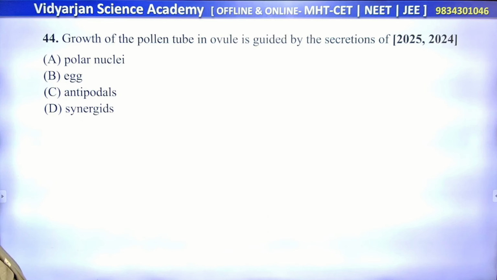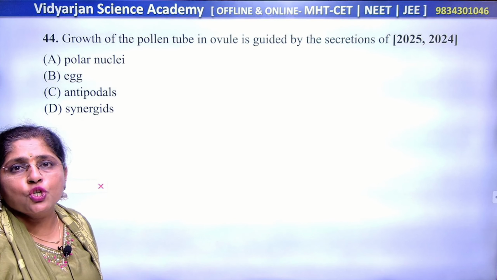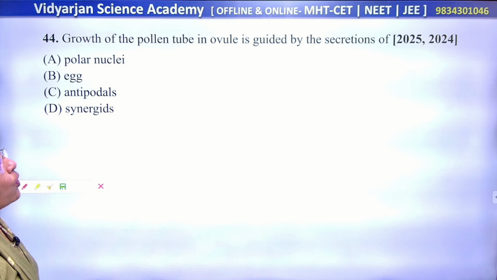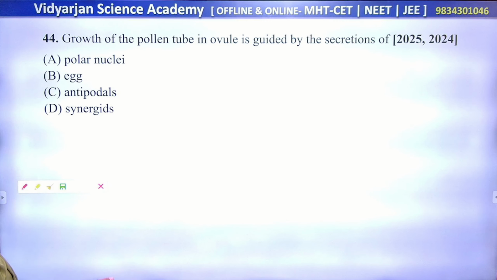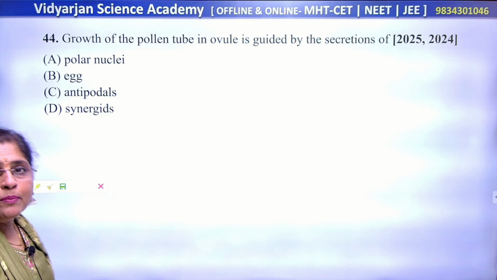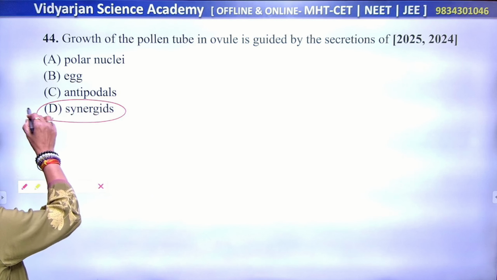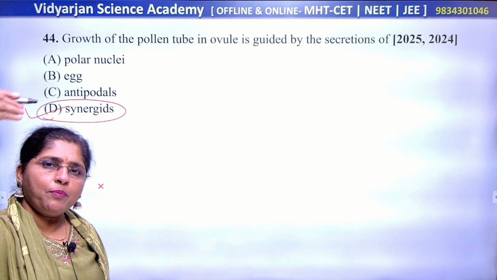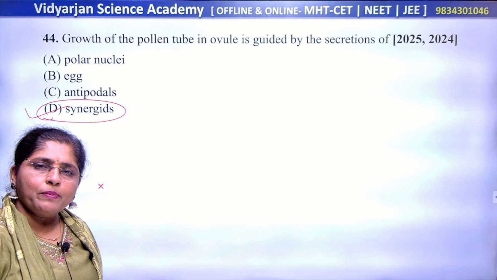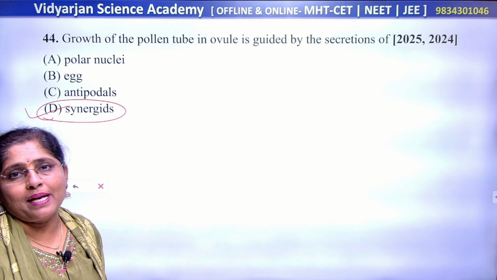Next, growth of the pollen tube. Read the question carefully. Growth of the pollen tube in the ovule is guided by the secretions of dash. Option A, polar nuclei. Number two, egg. Next is antipodals, and last is synergids. You know that synergids are going to be very important here, which will give guidance for the pollen tube. Whenever the pollen tube is entering, piercing, it will be the best navigator, so that there will be the best fertilization.